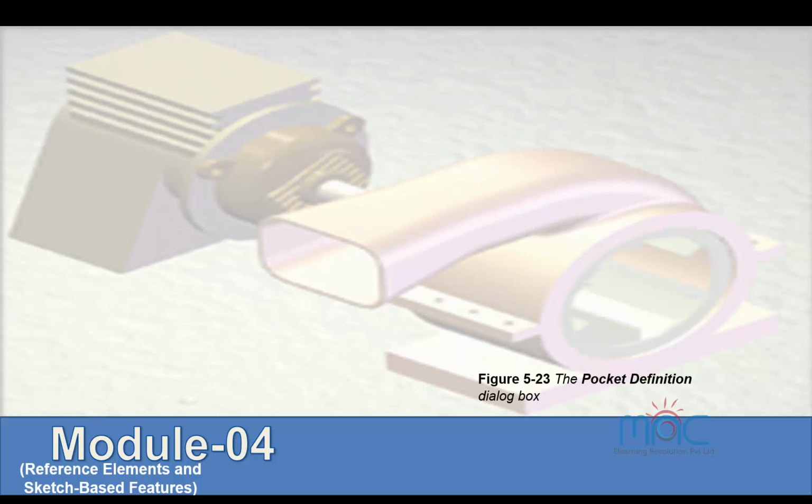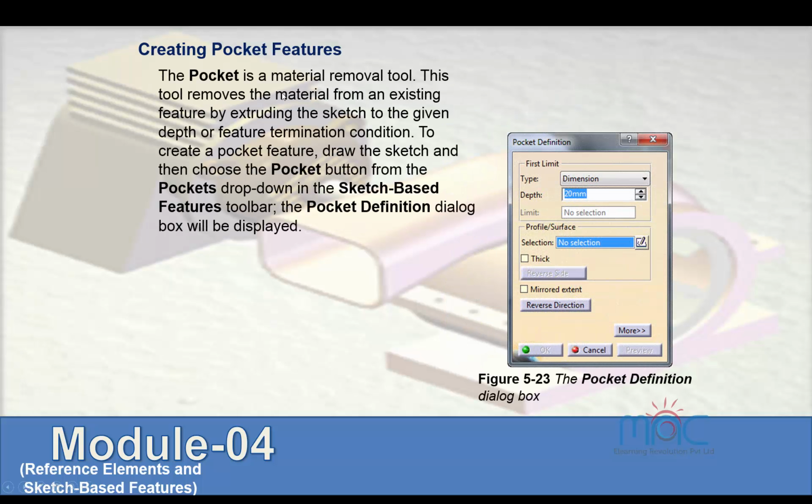Next we'll be discussing the pocket feature. The pocket feature is a material removal process where you can use this tool for removing material from an existing feature by extruding the sketch to the given depth or the feature termination condition. So let us look at how to use this.